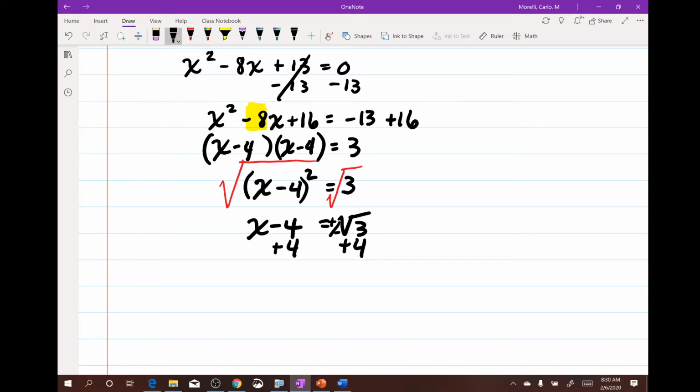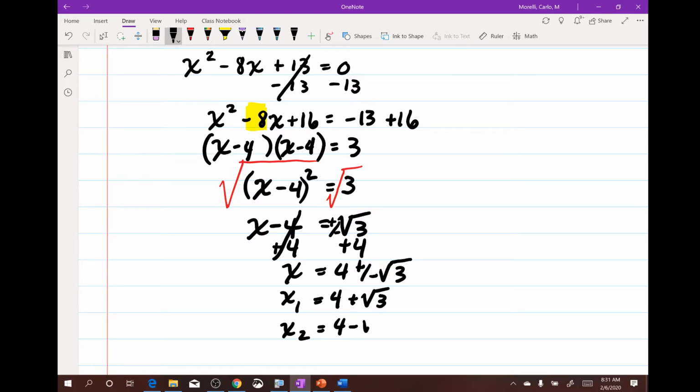Oh, Allie, you said that? Okay, good. Sorry, I was trying to make sure I engage my new folks here. So now here's your solution. Because you have a plus and a minus, it's telling you there are two of me. There's x sub 1, which we say would be 4 plus square root 3, and x sub 2, which would be 4 minus square root 3. So these are real solutions. They're just irrational, because square root 3 is an irrational number.